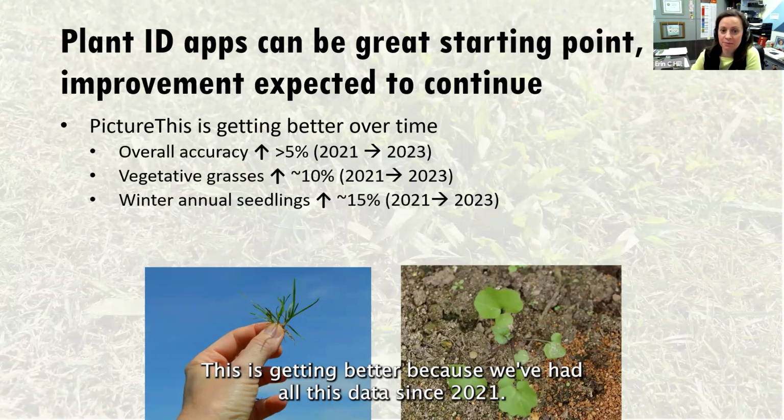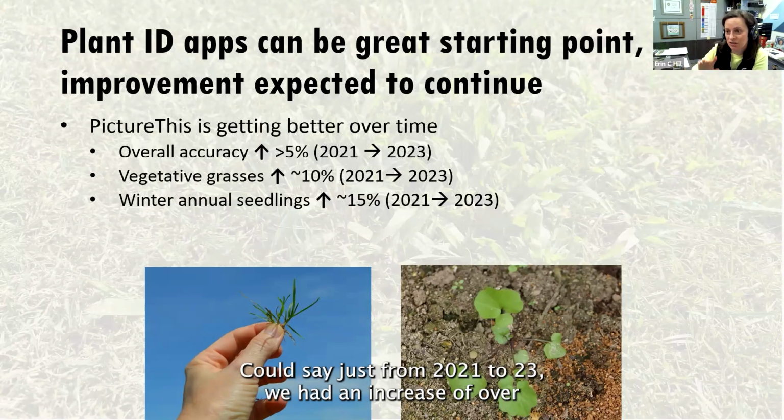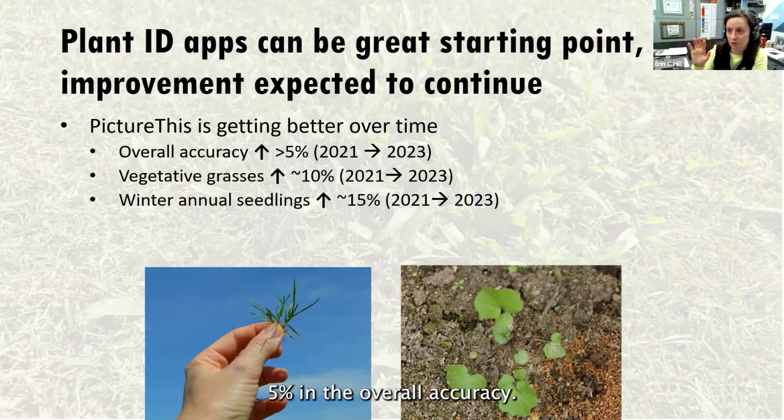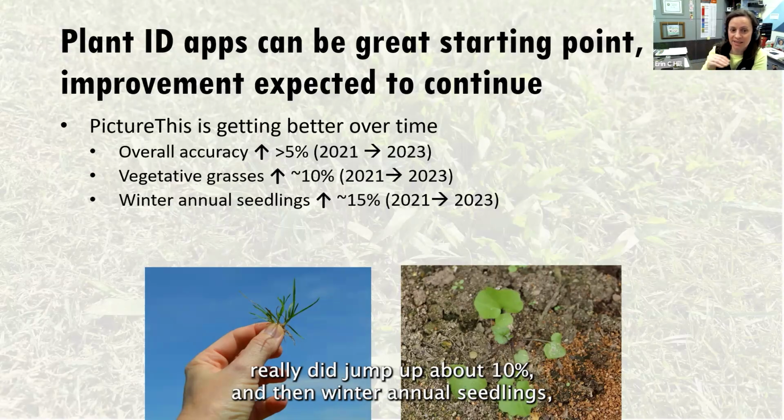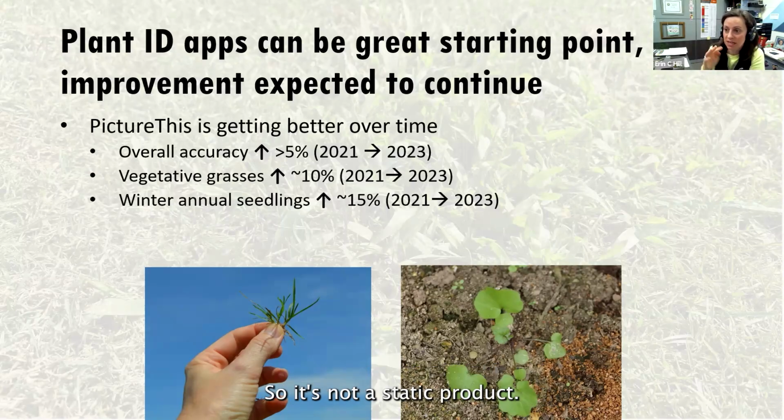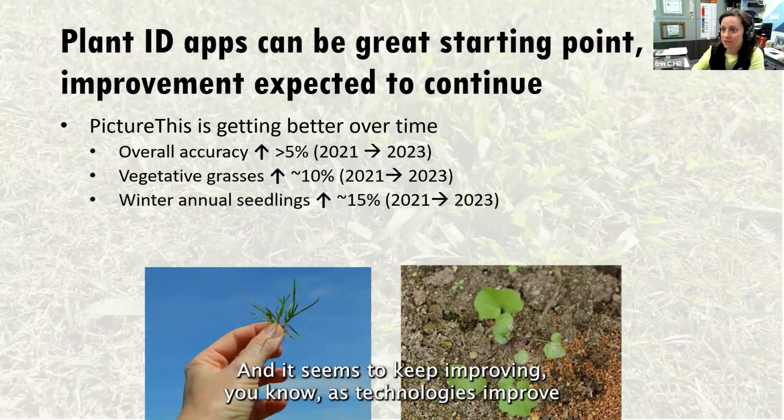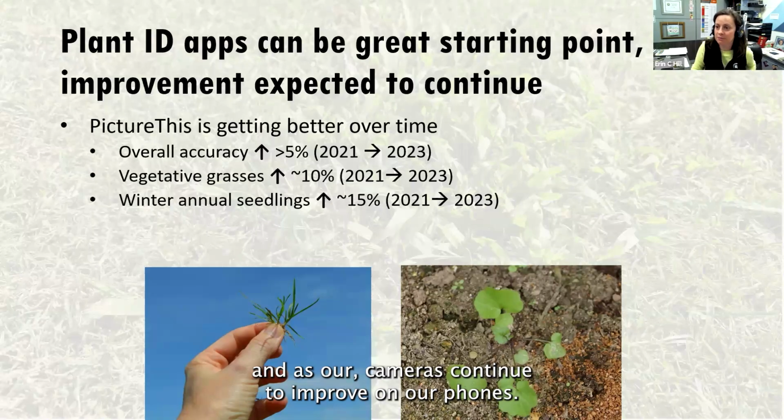Picture This is getting better because it has had all this data since 2021. Just from 2021 to 2023, we had an increase of over 5% in the overall accuracy. The vegetative grasses really did jump up about 10%. And winter annual seedlings, it's gotten better at that too. So it's not a static product, and it seems to keep improving as technologies improve and as the cameras on our phones continue to improve.